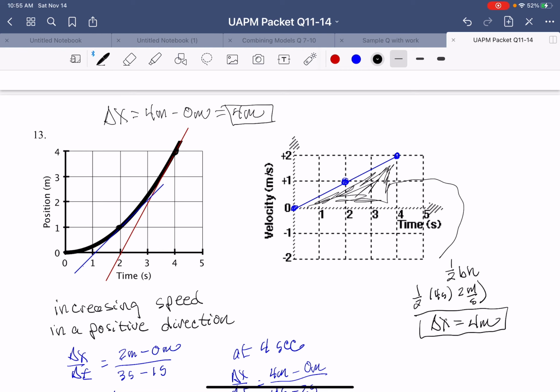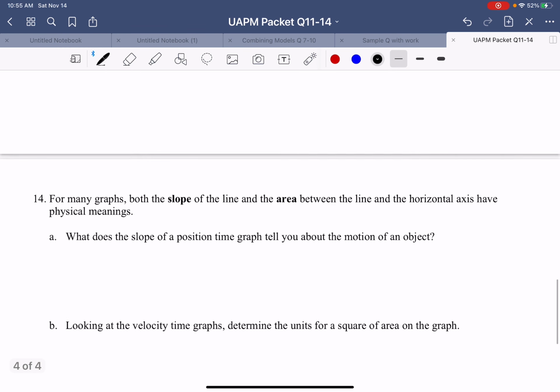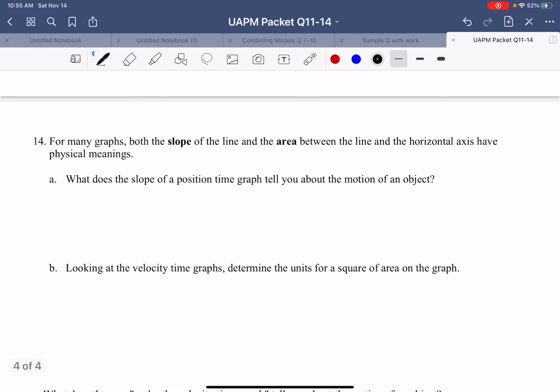Okay, so the big ideas from this, we do a lot of graphs. For many graphs, both the slope of the line and the area between the line and the horizontal axis have physical meanings. We've done that before and we'll do it again. So the position time graph, the slope tells me the average velocity. Okay, when it's a constant velocity, the constant velocity is the same thing as the average velocity.